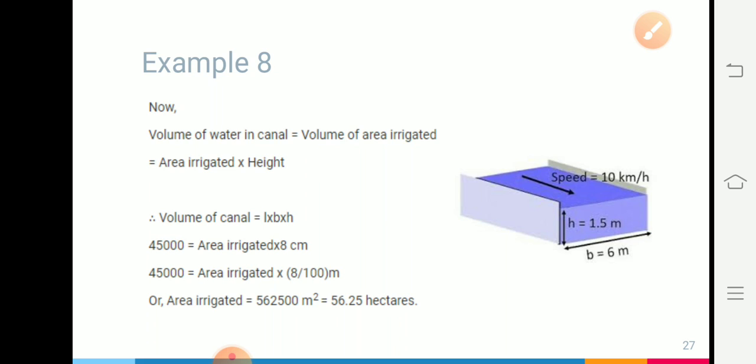So you will get the answer as 5,62,500 meters square. And remember, when the number is big, the unit cannot be small. So we need to convert this into a bigger unit, which is going to be 56.25 hectares.